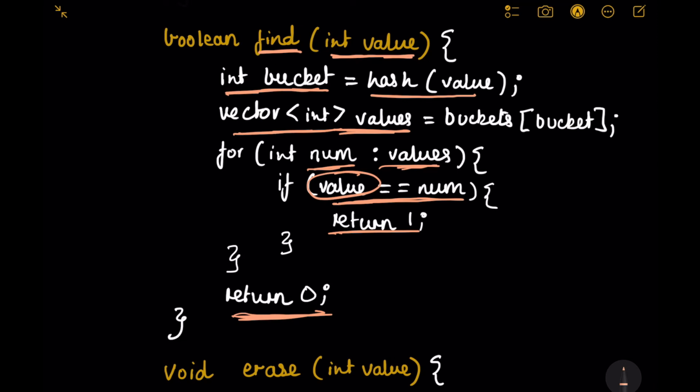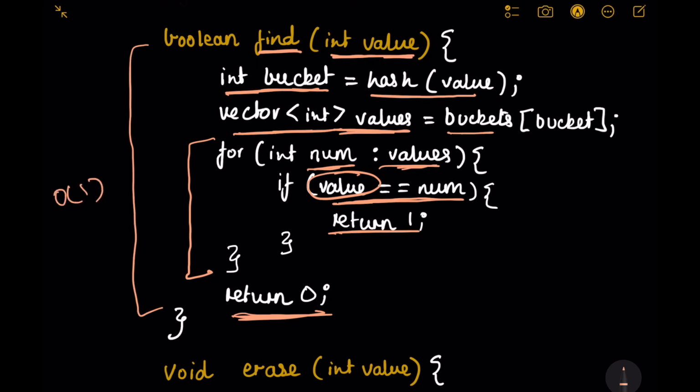Now, as we have already discussed, due to the load factor and the rehashing technique that we follow, the size of the array pointed to by this bucket is going to be within a particular limit, or a particular threshold. So that's why this loop for linear search will not be very costly, and the total time complexity for this method is going to be big O of 1, or big O of constant.